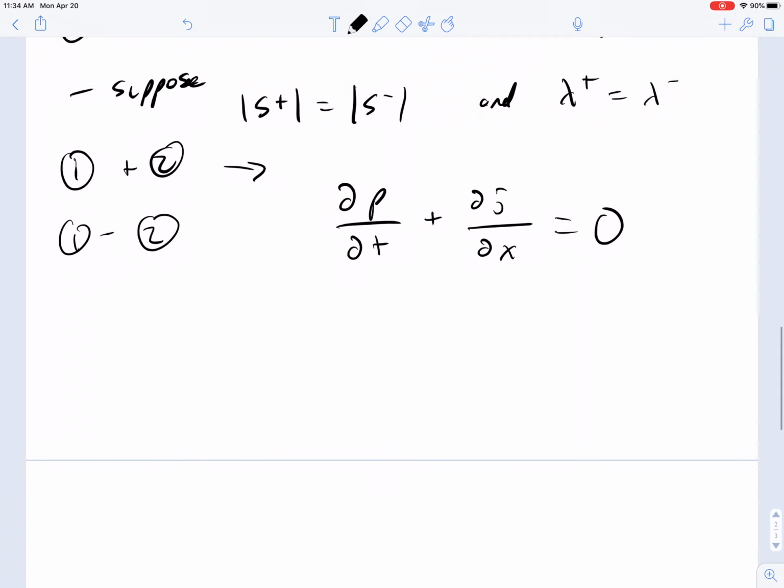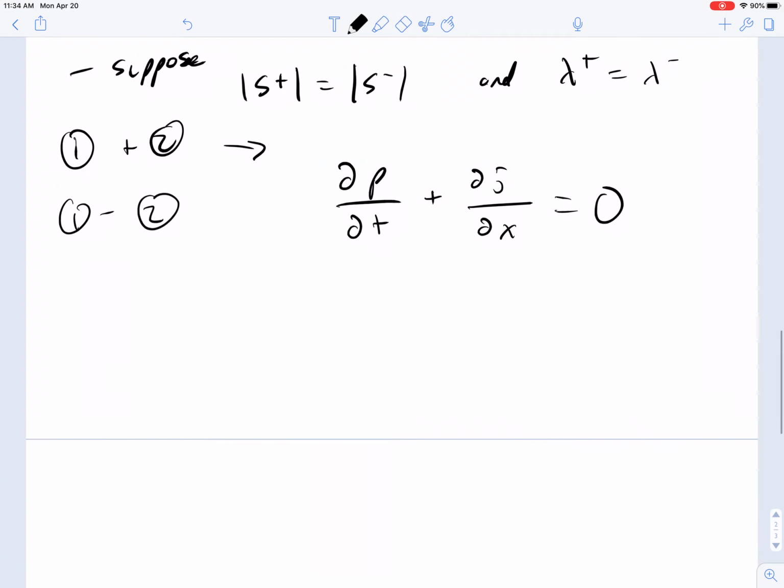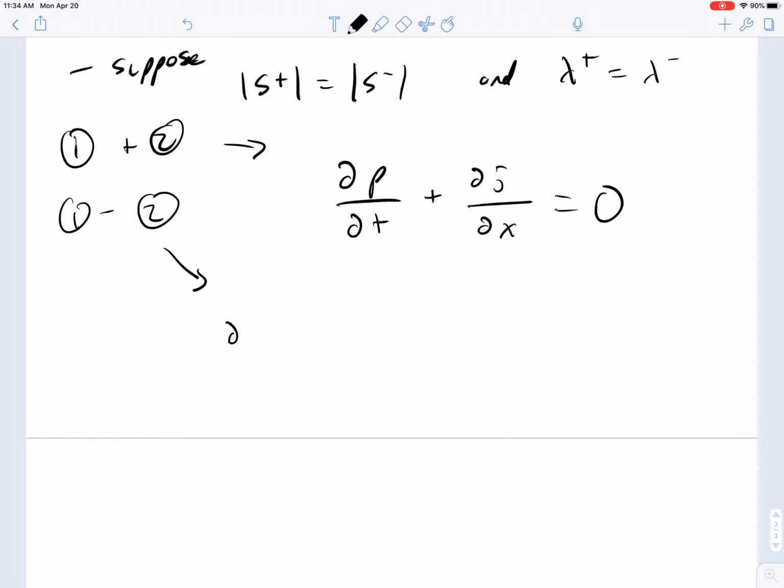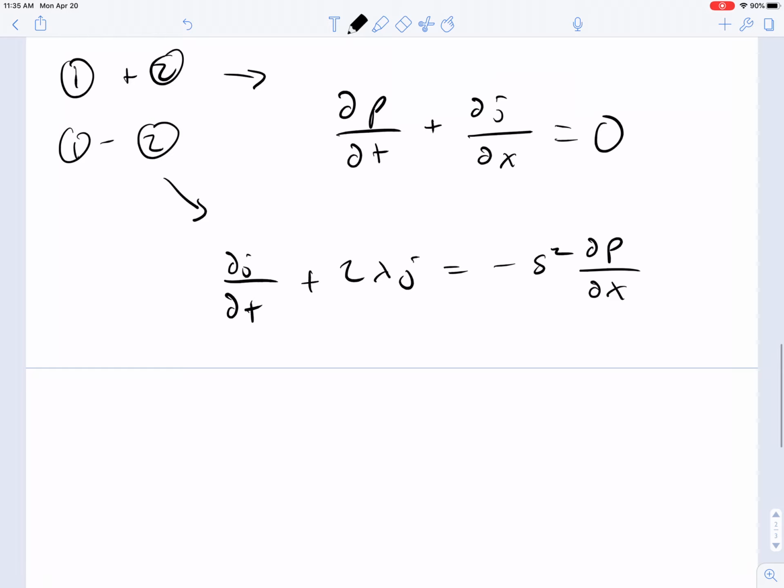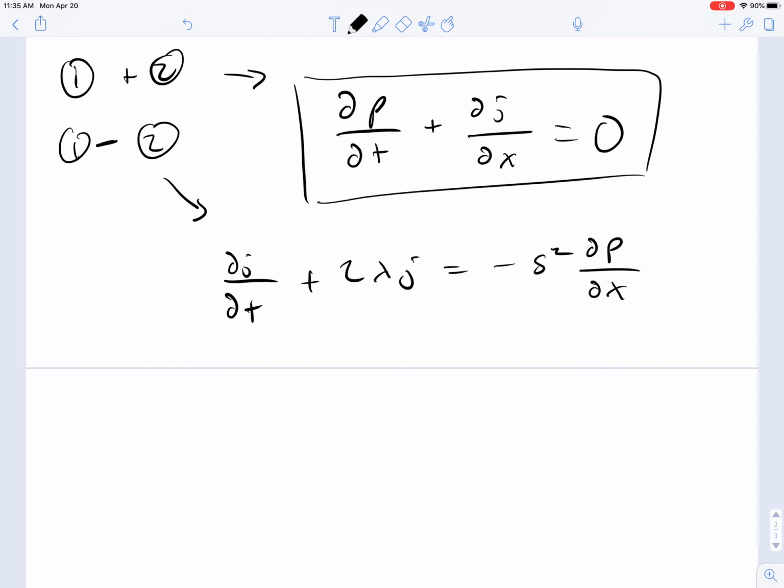Now what about 1 minus 2? If we do 1 minus 2, we get a different equation. We get del J del T, so how this flux is changing in time, plus 2 times lambda J equals minus S squared del P del X. So if you take the addition of the equations and the subtraction of the equations, you end up with these two new equations that take advantage of the definitions we have.